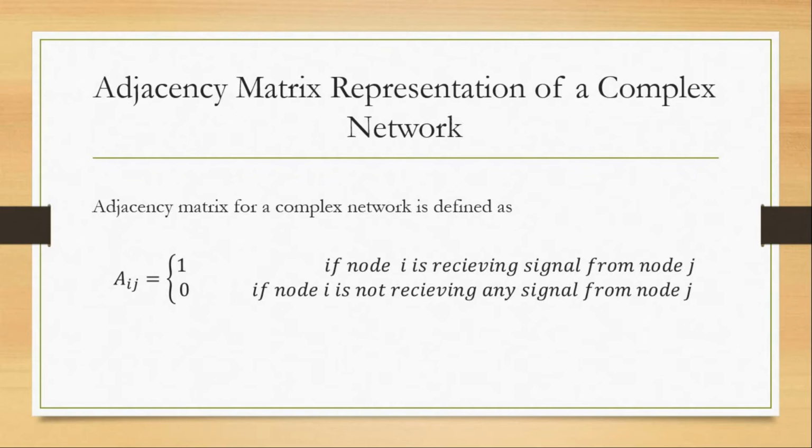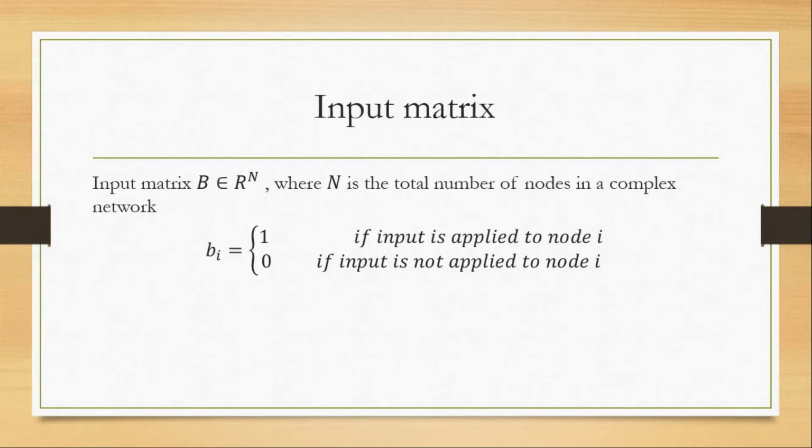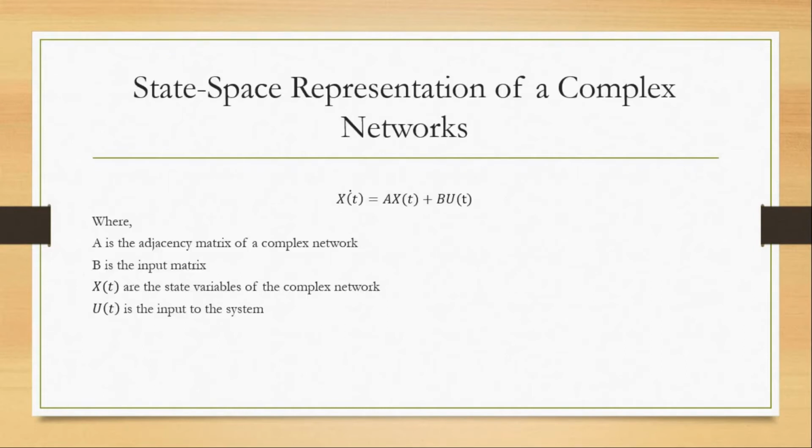Adjacency matrix of a complex network is defined as Aij is equal to 1 if node i is receiving a signal from node j and is equal to 0 if node i is not receiving any signal from node j. Input matrix B belongs to R^n, where n is the total number of nodes in a complex network, and the ith tuple of the vector B or the matrix B is equal to 1 if input is applied to node i and is equal to 0 if no input is applied to node i.